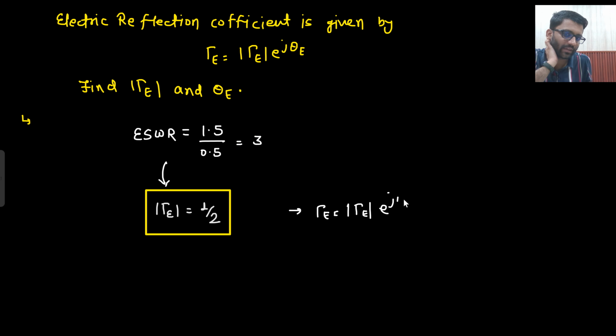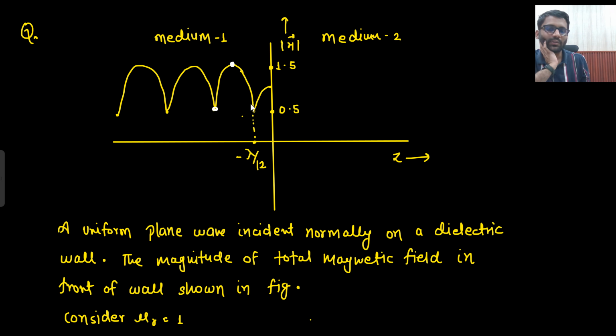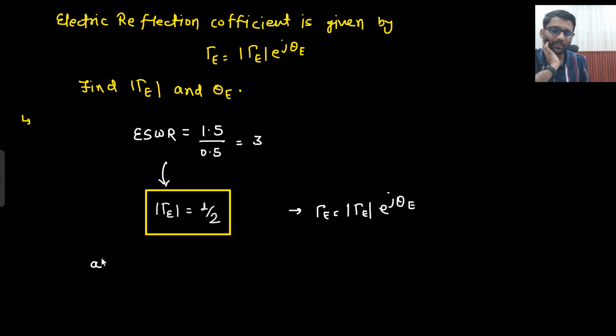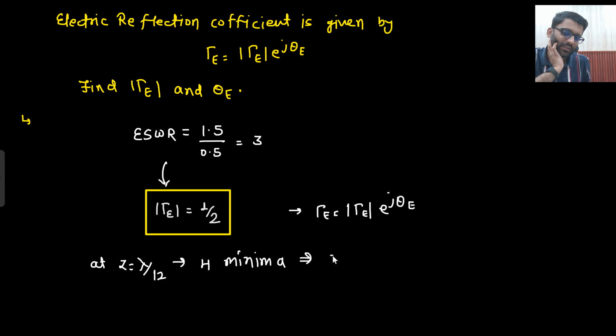Along with that, it will have some angle as well. So that angle I need to find. How would I find that angle? So at z equals lambda by 12, what are you having? H minima. That means you are having E maxima, right? So at z equals lambda by 2, you are having E maxima.